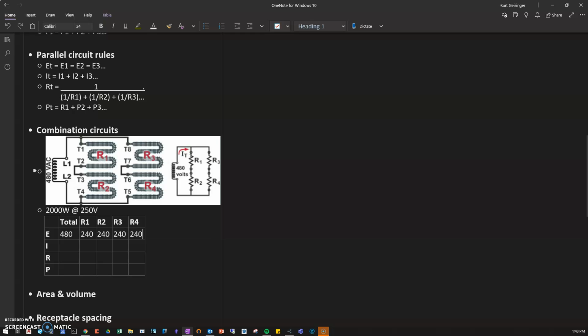So again, 480 divided by 2 is 240. 240 plus 240 gives me 480. So this rung has 480. This rung has 480, right? So we've kind of cheated a little bit, but that's okay. We're using what we've already learned and using some good common sense.